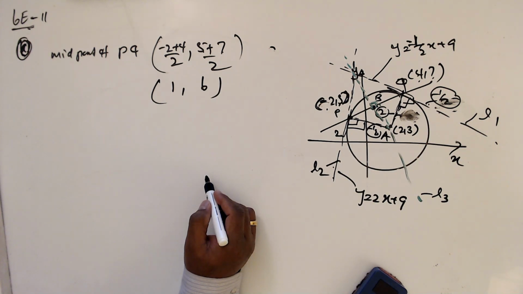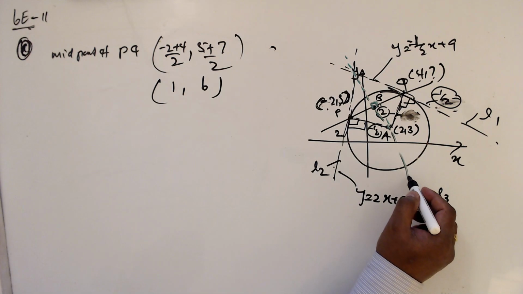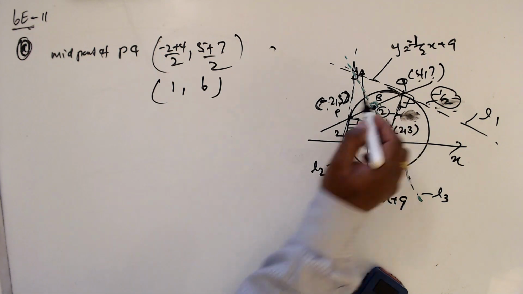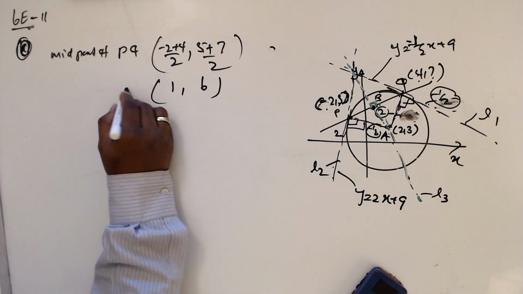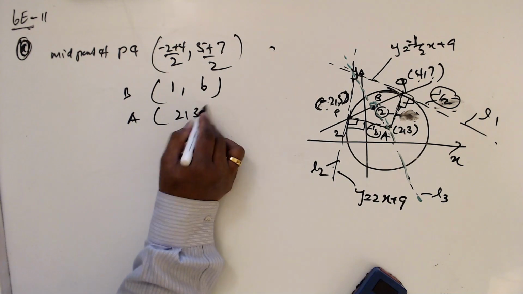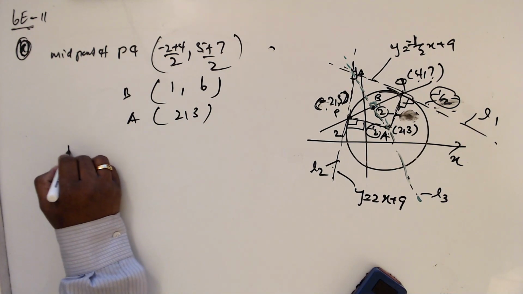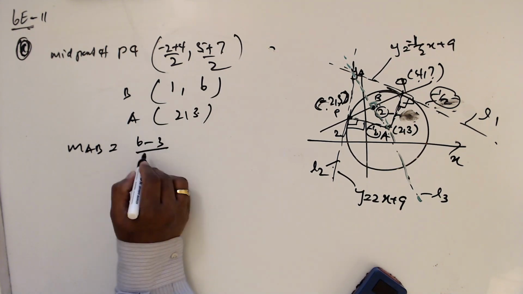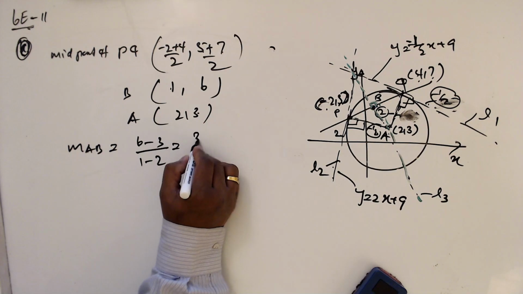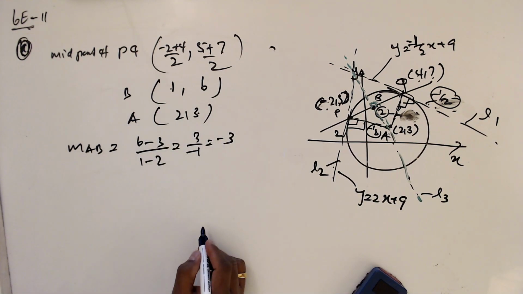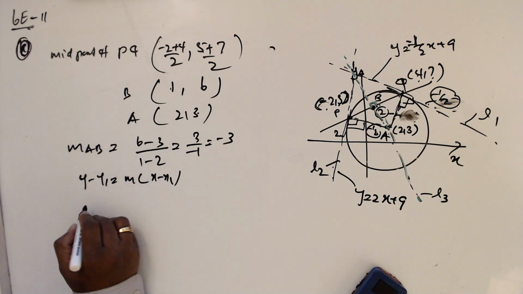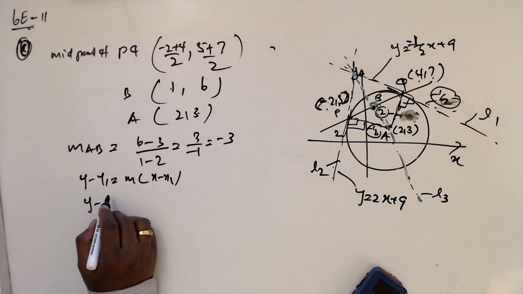Apart from that, we need the gradient. B is (1, 6), A is (2, 3). I can find the gradient of AB. M_AB equals (y1 minus y2) over (x1 minus x2). This is 3 over minus 1 minus 3. Then the equation is y minus y1 equal m times (x minus x1).